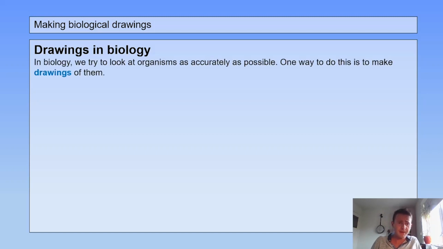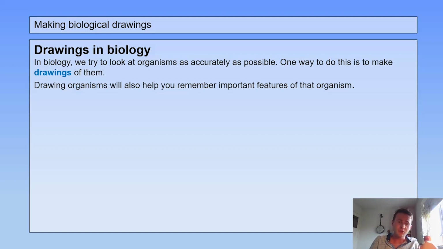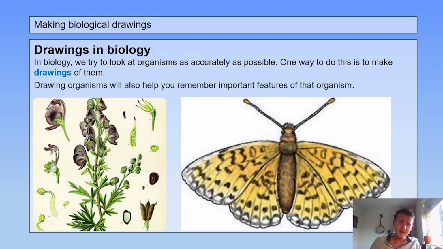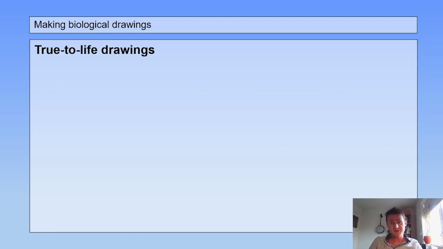In biology, we try to look at organisms as accurately as possible. And one way to do this is to make drawings of them. So drawing organisms will also help you to remember important features of that organism. Compare it to taking notes in class. It will help you to remember what is learned. And there are different kinds of drawings.